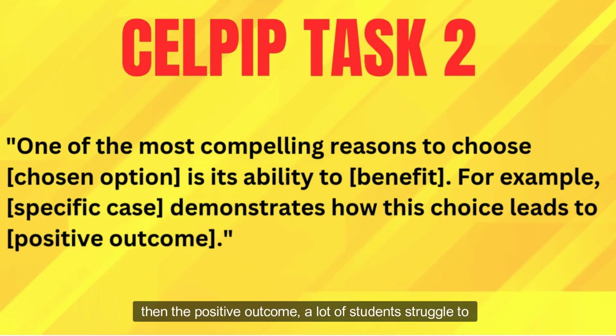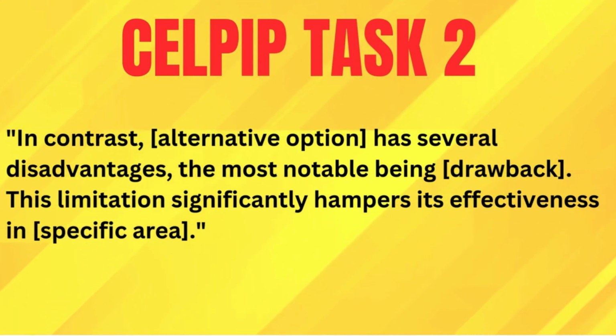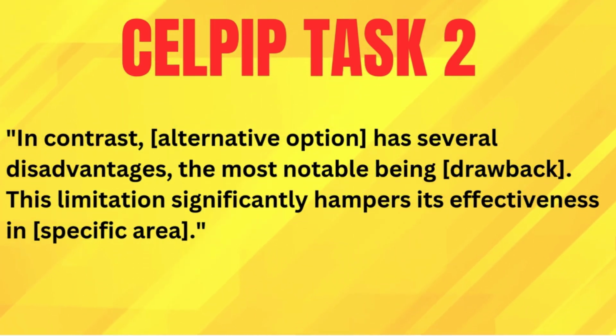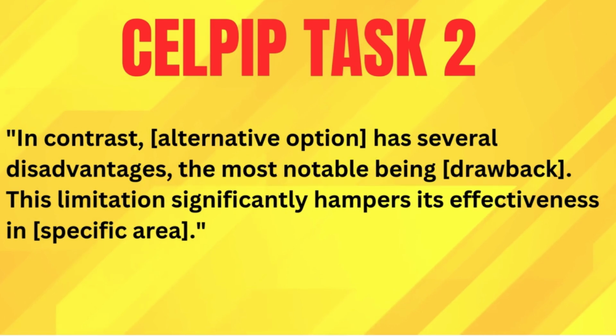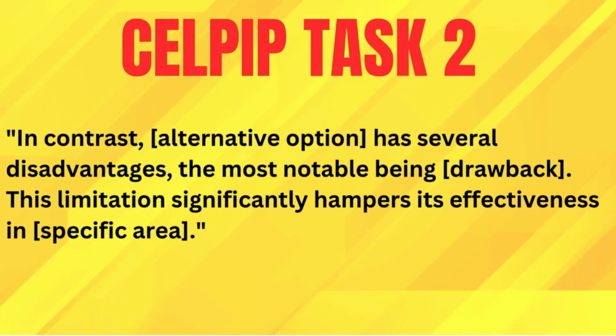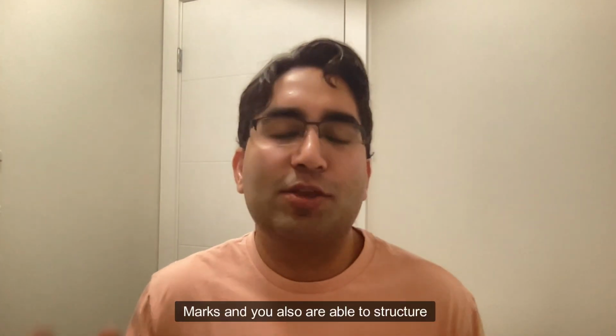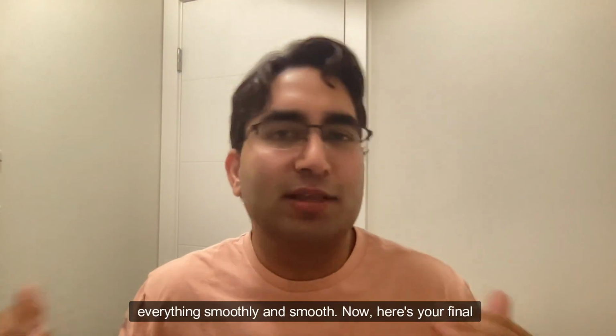A lot of students struggle to open this elaboration to make it longer, and using the structure you can do that easily. Now when you go to body 2, you want to talk about the other side in contrast, and now we're going to talk about the alternative option. Has several disadvantages, the most notable being, and then mention the drawback. Now, you want to talk about it further. You say this limitation significantly hampers its effectiveness in, and mention that area. So using again advanced words and phrases, you get high marks, and you also are able to structure everything smoothly.